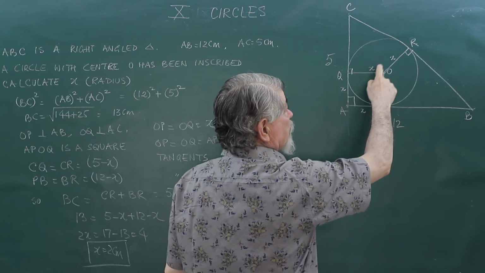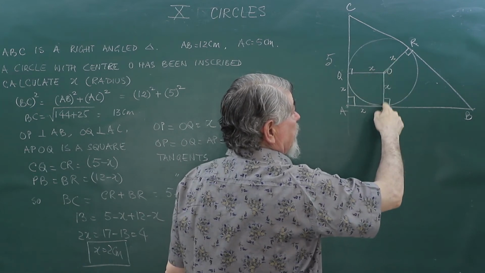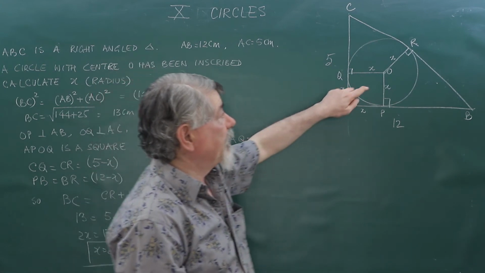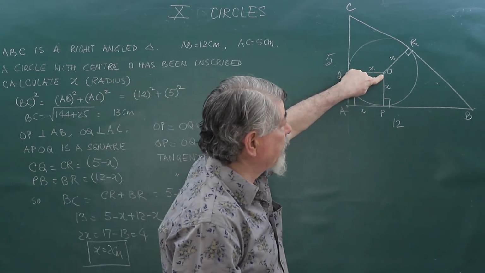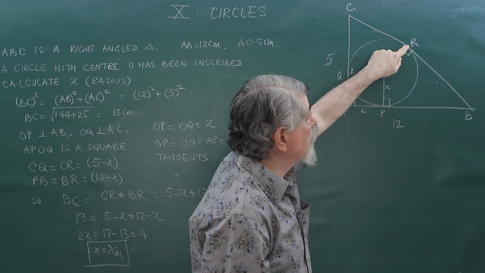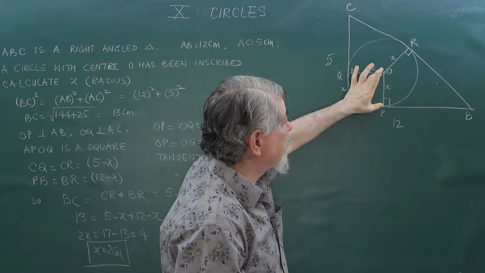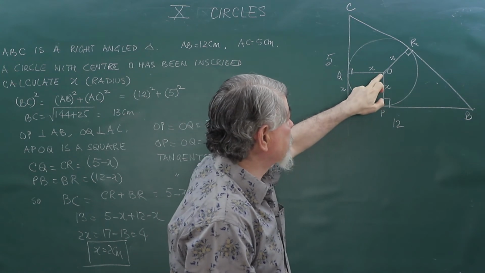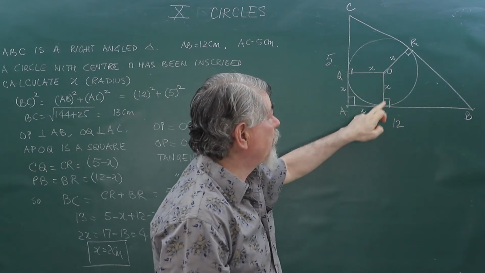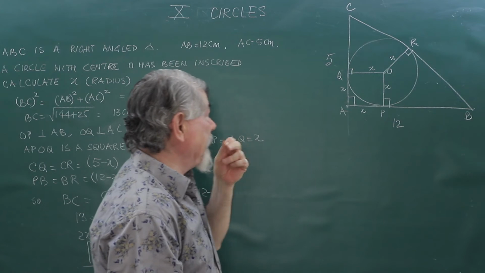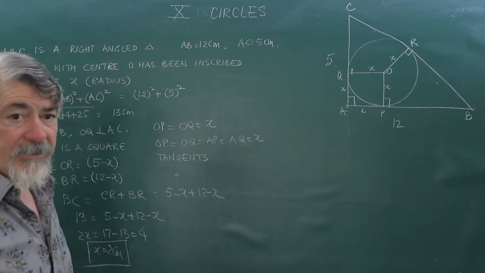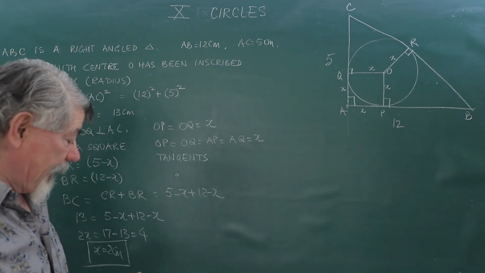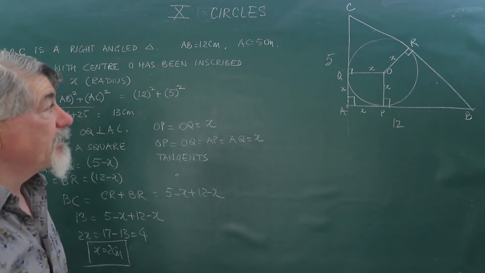We assume X to be the radius, so OP, OR, OQ all are radii, because we are drawing a perpendicular from O to P, O to R and O to Q. Tangent and radius are perpendicular. So this figure OQAP will be a square, because all angles are 90 degree and two sides are already equal.